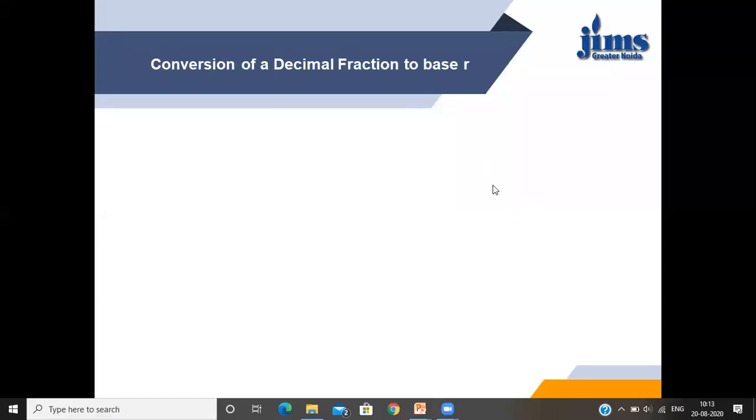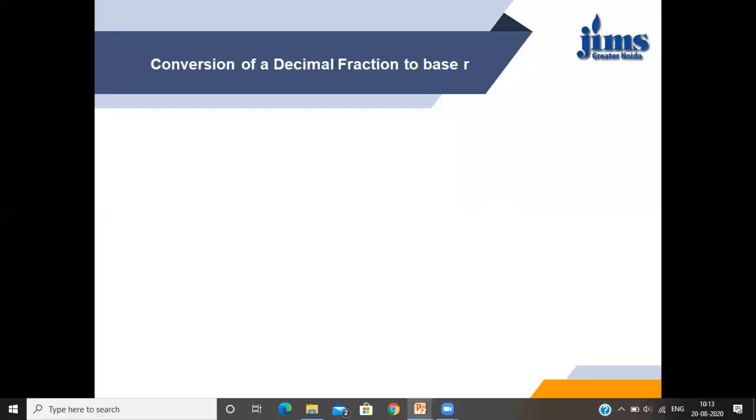Now the next topic is the conversion of a decimal fraction to a base R. Suppose we have any fraction number and we have to convert it into the base R number system. So in a generalized way, we'll study the algorithm, and then it will be followed by some examples to convert a decimal fraction number into different types of number system.